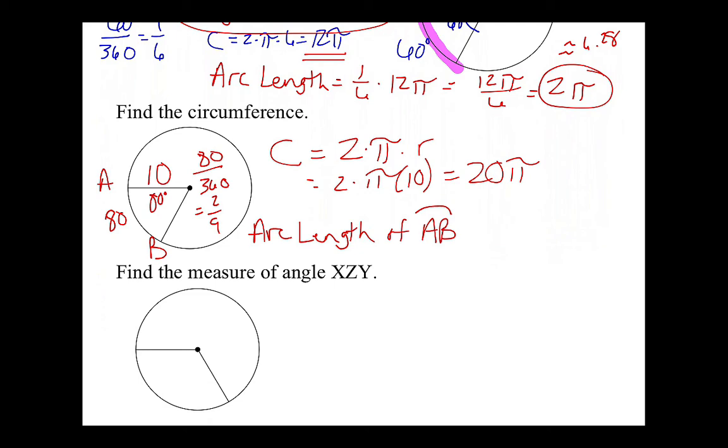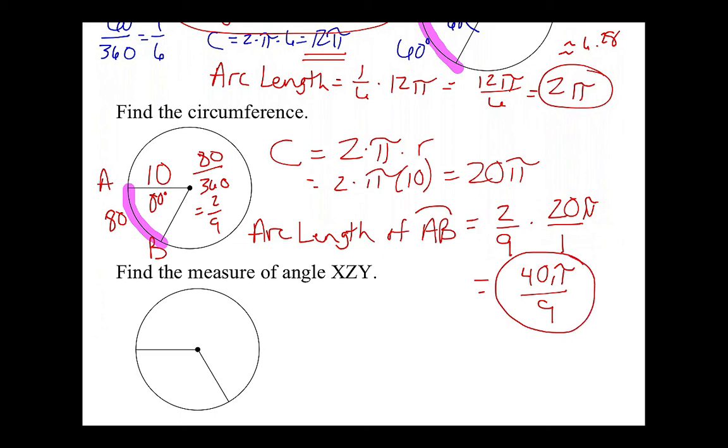So if I have 2/9 of the circle, then that means from point A to point B is 2/9 of the circumference. So the arc length of AB is going to be 2/9 of the total circumference that I had, 20 pi. And you can think of that as over 1, so that's going to be 40 pi over 9. And 40 over 9 doesn't reduce, so we're just going to say this would be the exact arc length from A to B, because it's the fraction of the circumference.